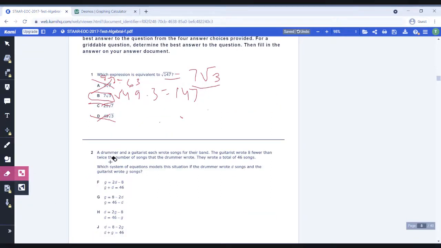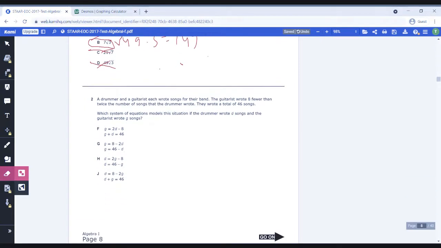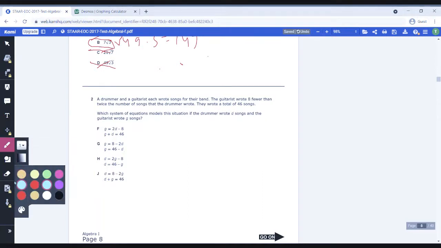A drummer and a guitarist each wrote songs for their band. The guitarist wrote 8 fewer than twice the number of songs the drummer wrote. They wrote a total of 46 songs. Which system of equations models the situation if the drummer wrote D songs and the guitarist wrote G songs?